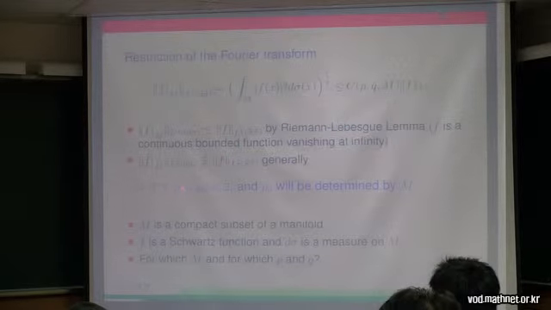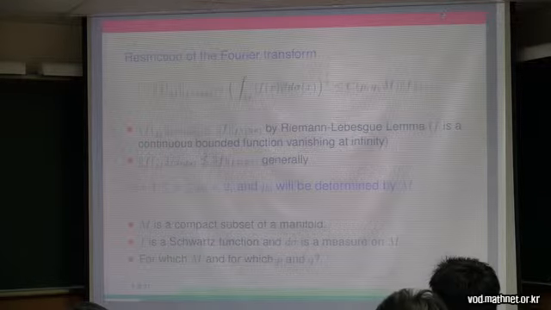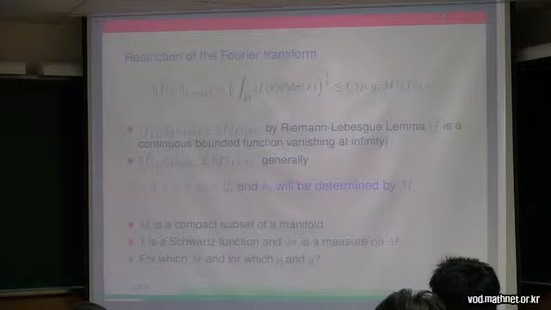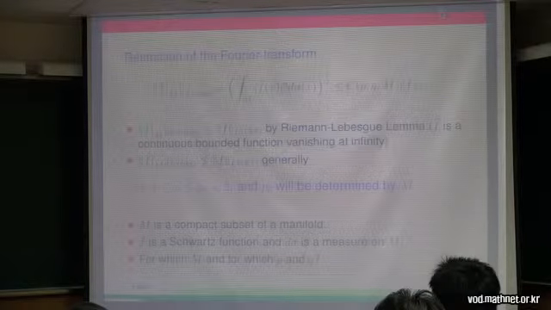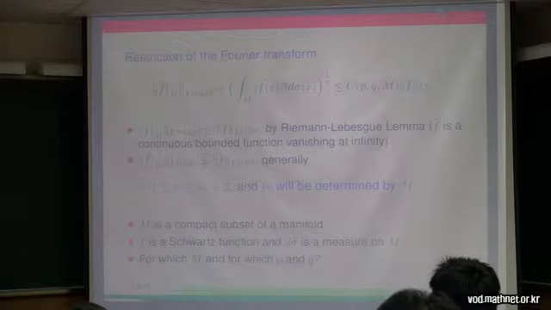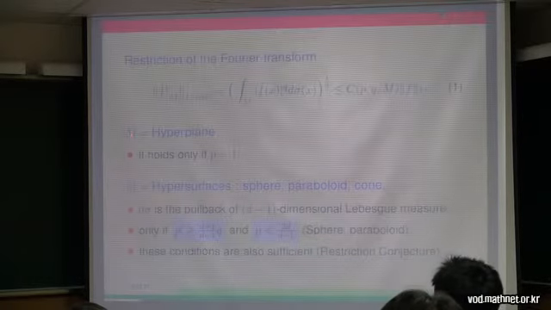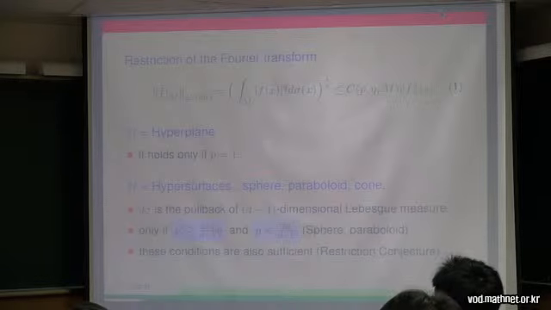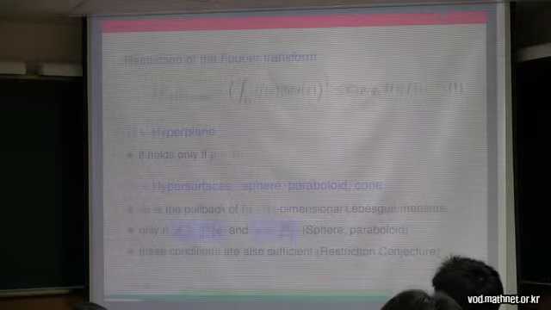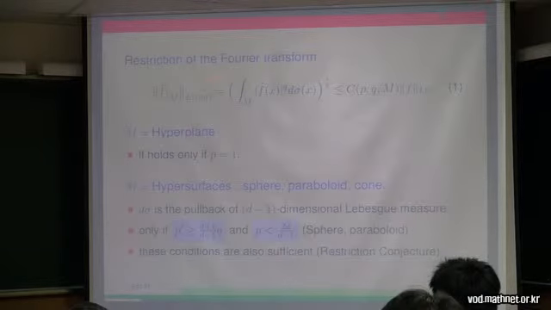So we can guess that p will be between 1 and some p0, and p0 will be determined by M. Actually, it depends on some curvature condition on M. The first example is when M is a hyperplane. In this case, p equals 1 is the best possible. That is the only estimate.